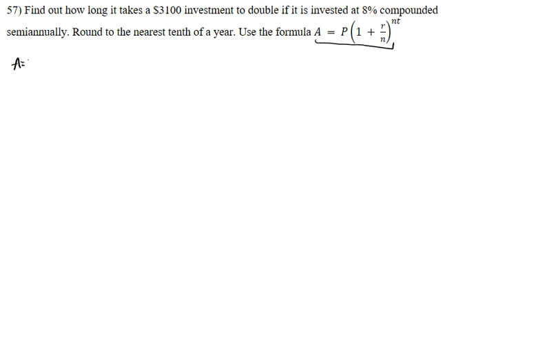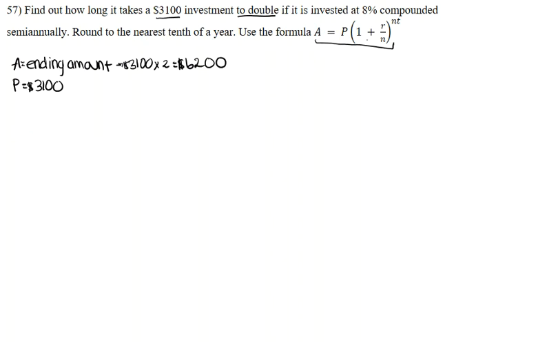A is going to be our ending amount, and we know that we're trying to find how long it takes a $3,100 investment to double. So this means we want 3,100 times 2. 3,100 times 2 is going to be $6,200. So that will be our A. Our P is our initial amount. We know that our initial amount is going to be $3,100.